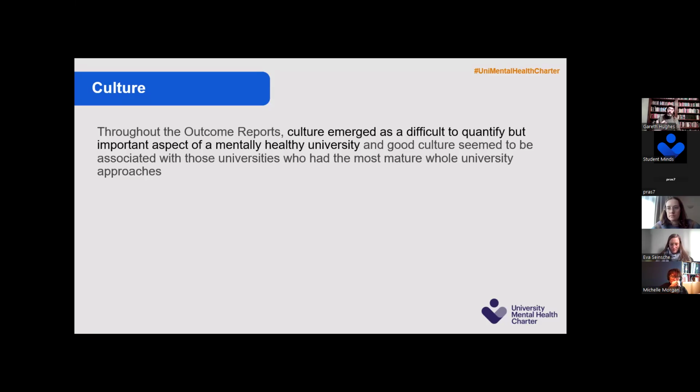And it really did feel as though there's a clear link between those universities that appeared to have really good culture and those universities who were ready for the award straight away. And alternatively, where there seemed to be some problems with culture in some universities, this also aligned with universities where there were gaps in their practice, gaps in their whole university approach. So we can't say it's absolute, but there did seem to be an association between the two things.